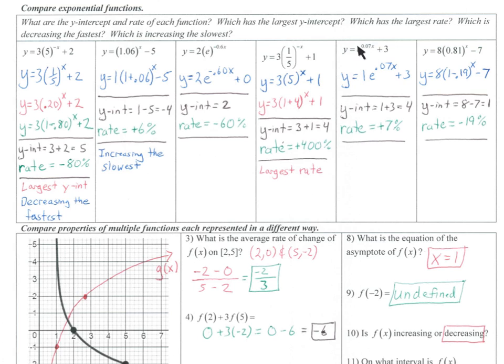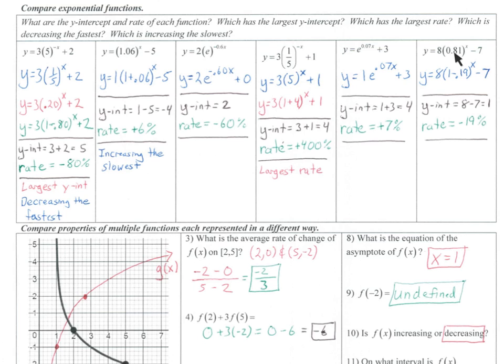This one, you have to understand there's a 1 in front and a 3 right there, so you start with 1 but go up 3, to 4. And on continuously compounding, the rate's right there, so you're growing by 7%. Be careful, don't call that 70%. Do not call that 70%.